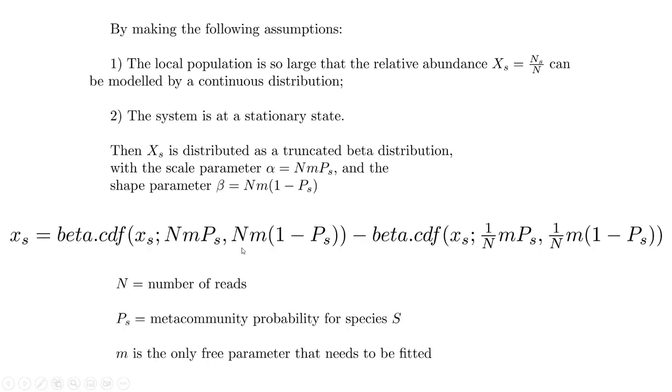So what this means in practice is that you can estimate your XS, your proportions, by the cumulative density function of a beta distribution, like this. And if you look at this, you have things that are usually defined already from your sample. You have the number of reads. You have the probability that you establish for the meta community, which can be something like the average of species across the meta community. And the only parameter that you don't have is this M parameter. So you have one free parameter, and this allows you to then fit data to your model.